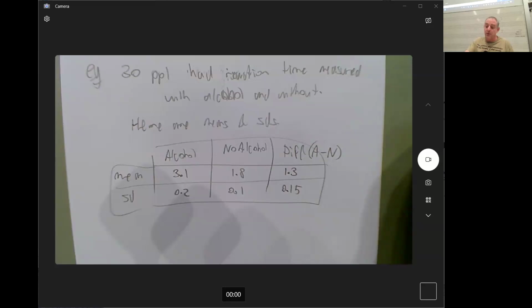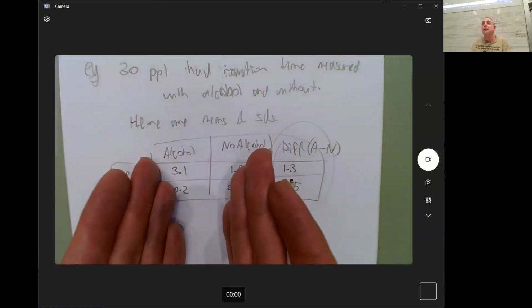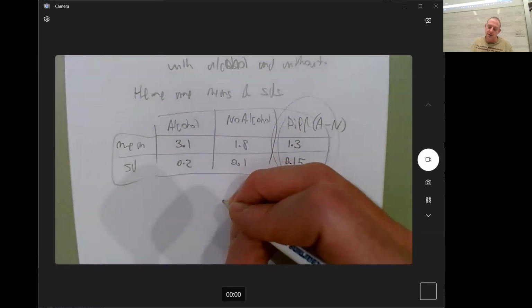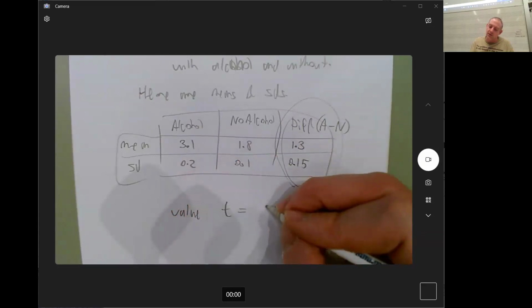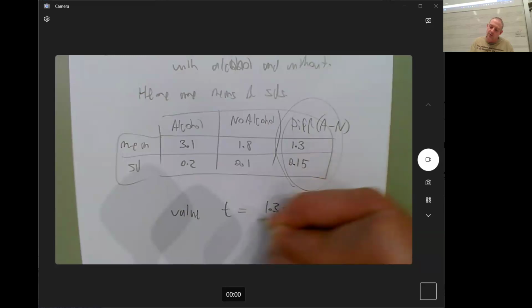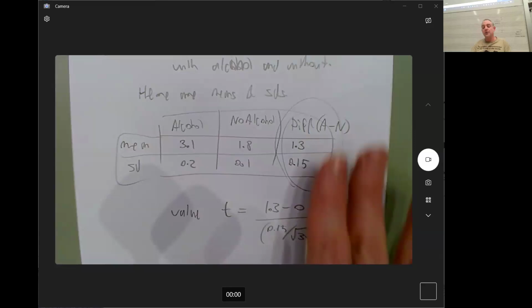And what you'll do is you'll use these numbers, the ones that go with the difference. You will not use these. And so you'll say that T, the value of the test statistic, is 1.3 minus 0 over 0.15 over root 30. You'll do that. You won't use these ones. You'll use these ones.